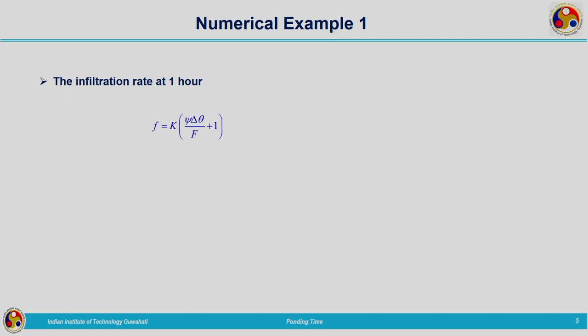Now, what we need to compute is the infiltration rate at 1 hour. The same Green-Ampt equation corresponding to infiltration rate will be utilized, that is small f is equal to K psi delta theta divided by F plus 1. Psi delta theta is known to us, capital F, the cumulative infiltration, we have computed in the previous slide, and hydraulic conductivity is already given to us. We will just substitute in this equation, and we can calculate the infiltration rate as 0.94 centimeters per hour.